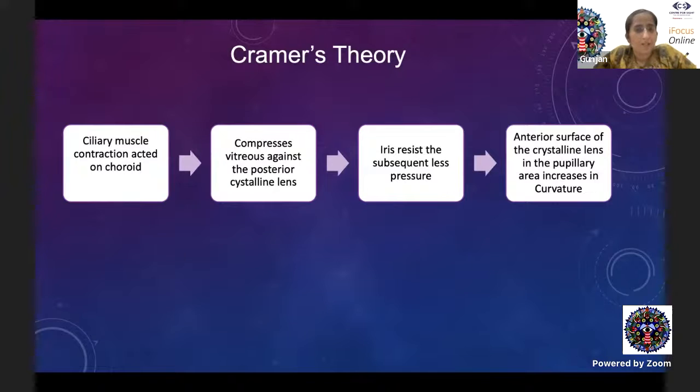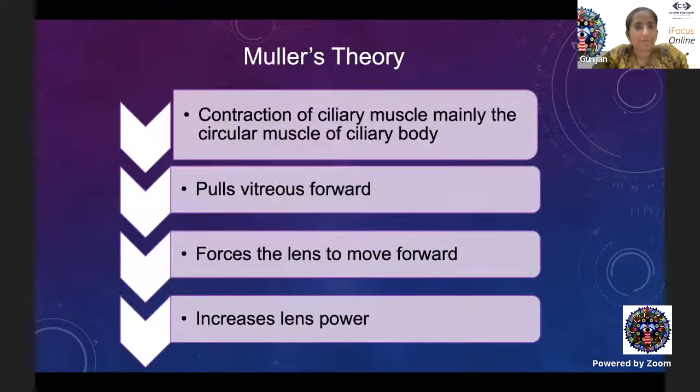So the first theory which I'll be dealing with is Kramer's theory. According to this theory, whenever the ciliary muscle contracts, it is going to compress the vitreous against the posterior crystalline lens. And because the iris in front resists the pressure, this causes only the interior surface of the crystalline lens in the pupillary area itself to increase in curvature.